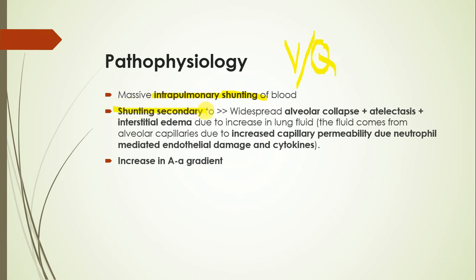Shunting happens secondary to alveolar collapse, which leads to atelectasis, and interstitial edema contributes to the decrease in gaseous exchange. But mainly, we have to remember, alveolar collapse is the key pathophysiologic event in ARDS. Whenever there is intrapulmonary shunting, the blood isn't getting enough oxygen, so there is hypoxia in the system, and there is an increase in the alveolar-arterial, or A-a, gradient, because some of the alveoli may still have air, but the blood that leaves the lung does not have enough oxygen. So there is a difference between alveolar oxygen level and arterial oxygen level, leading to a high A-a gradient.